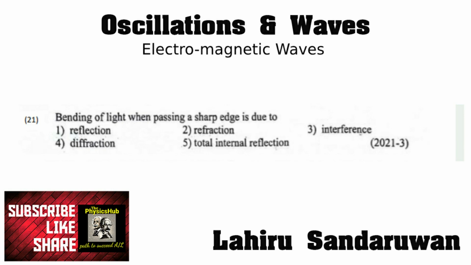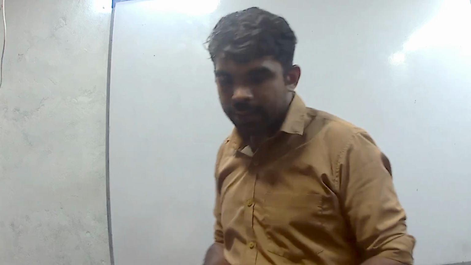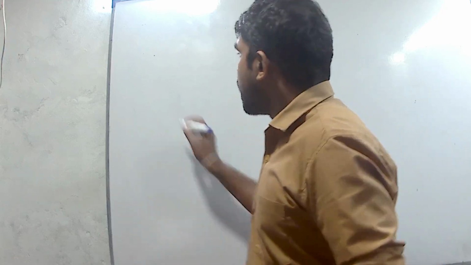Bending of light when passing a sharp edge is due to what? We know that it is diffraction. Then the answer should be 4.